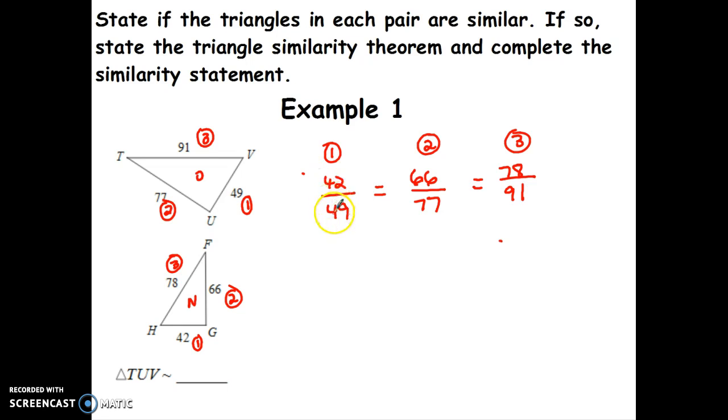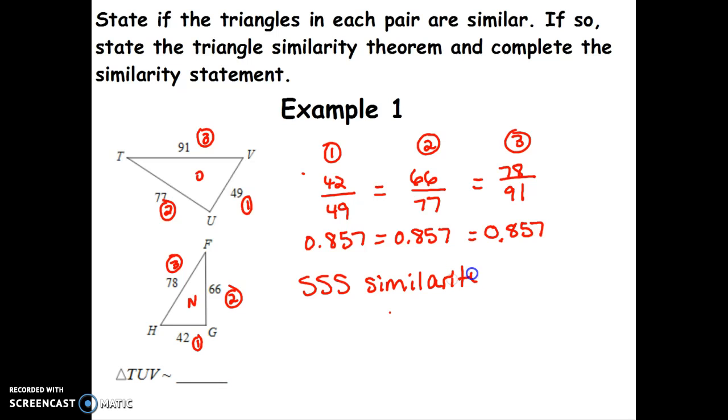When we do our division, we get 0.857, 0.857 for this one as well, and then again 0.857. Since all three sides are proportional, that tells us that yes, it is SSS similarity. Please make sure that you write the word similarity at the end, because we also have a congruence theorem with this same name. We don't want to confuse the two. So make sure you write SSS similarity.